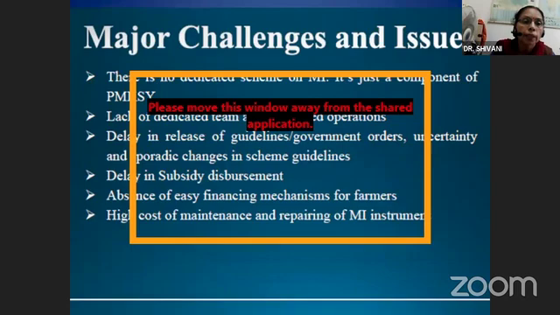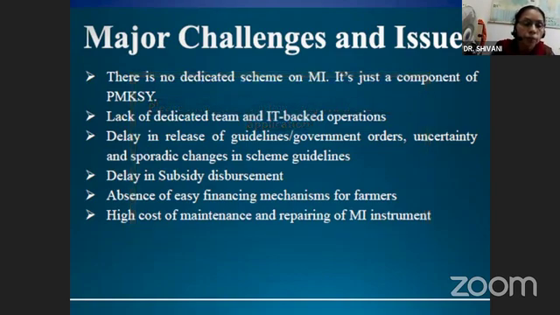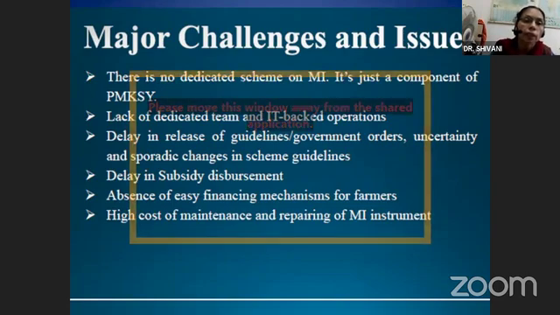But there are some major challenges, and these challenges are already mentioned in this slide. I think high cost and maintenance and repairing of MI instruments is the main challenge, and the absence of an easy financing mechanism for farmers, then delay in subsidy disbursement are some of the main challenges and issues which we should take care of.